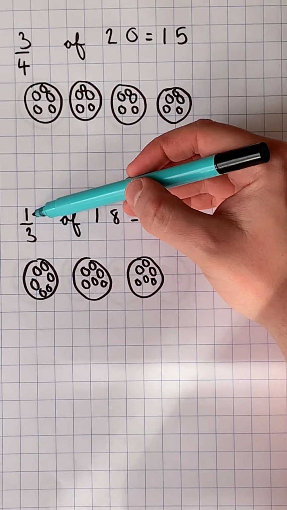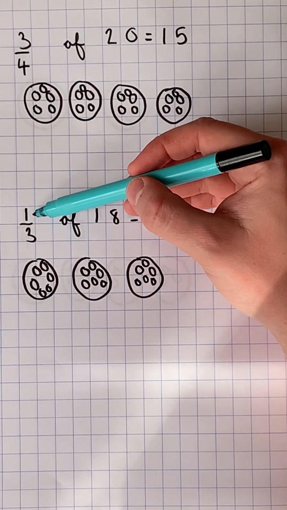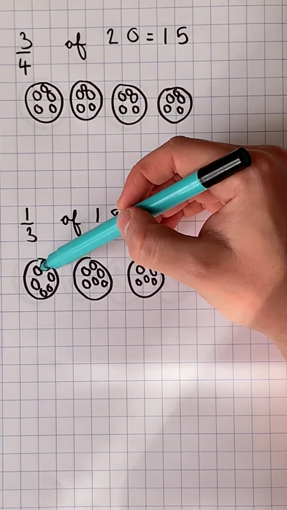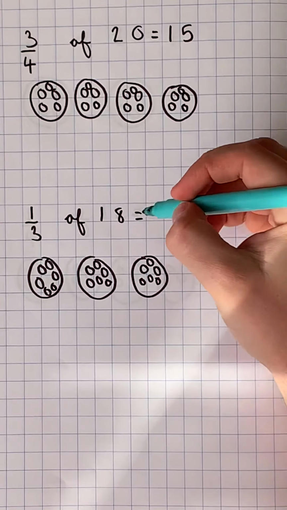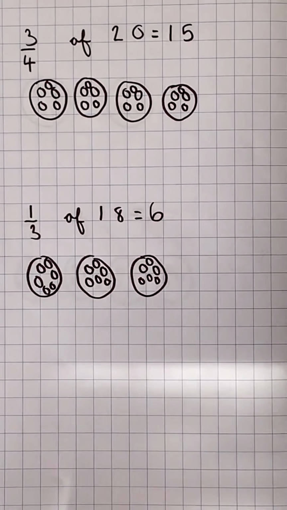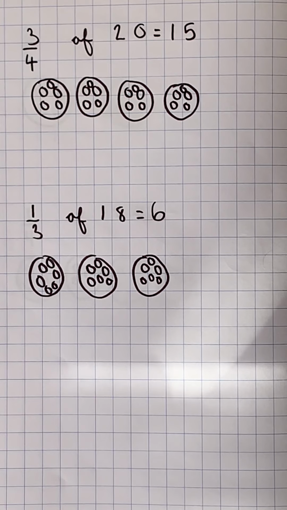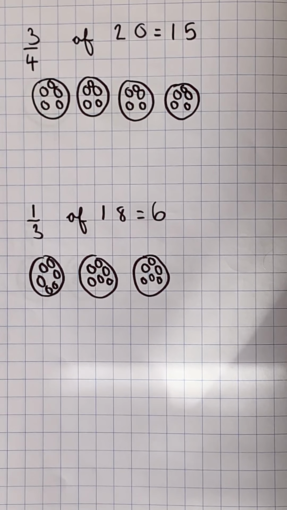It tells me how many groups I need to count to find my answer. And it says I need to count one group. So I'm counting one group. I'll just count that so I know there's 6 in there. So my answer is 6. Okay, and that is how you solve problems to find fractions of numbers.